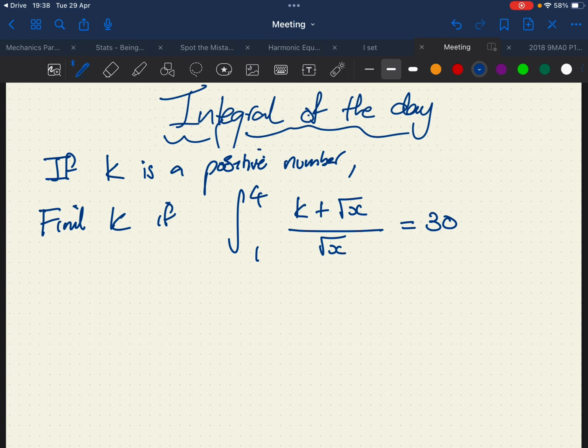As part of our lead up to getting more integration done, we've got another integral of the day. If k is a positive number, find k if the integral from 4 to 1 of (k plus root x) over root x is 30.